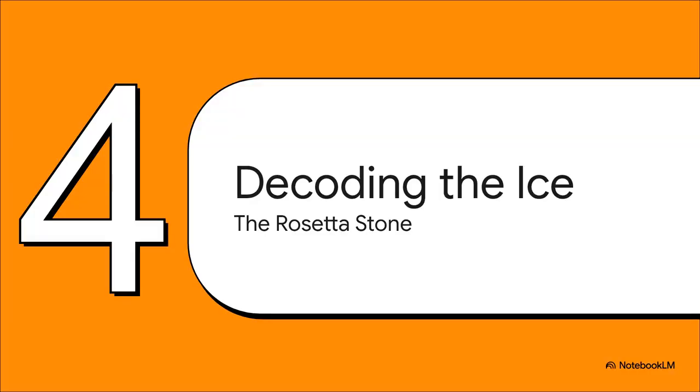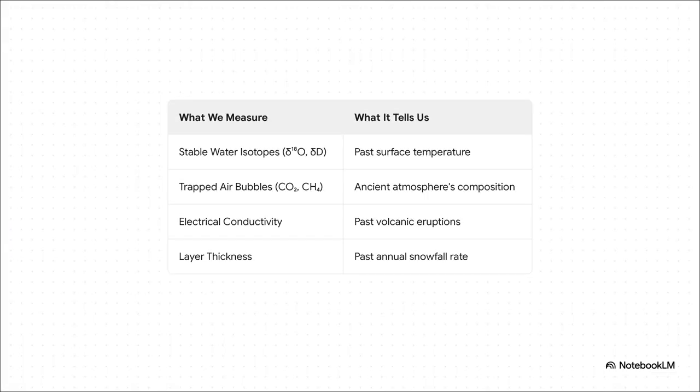Right, so each of those little clues tells a piece of the story. But how do scientists actually read it? How do they translate all that data? Well, that's the incredible art and science of decoding the ice. This table, right here, is basically the Rosetta Stone for understanding past climates.